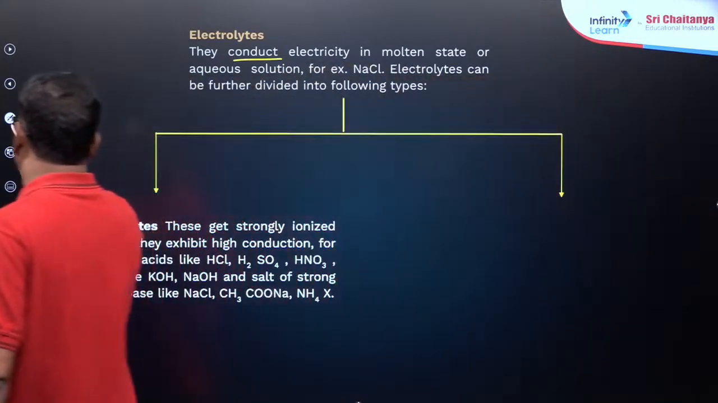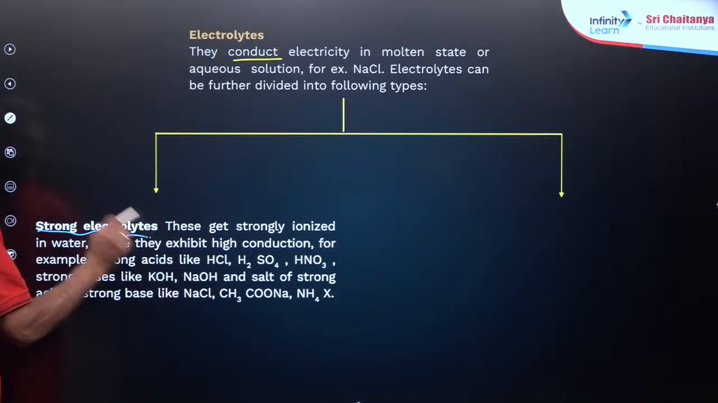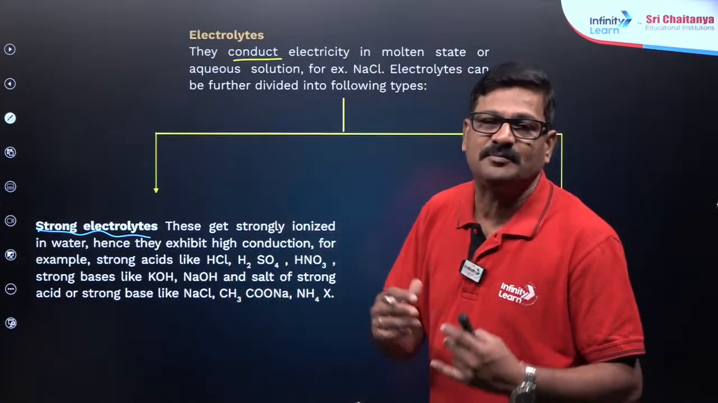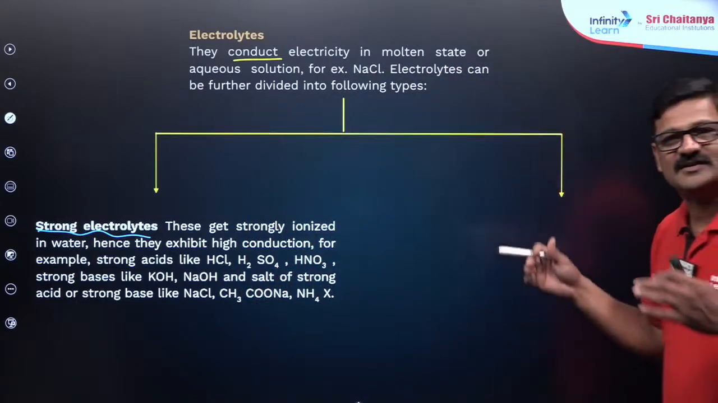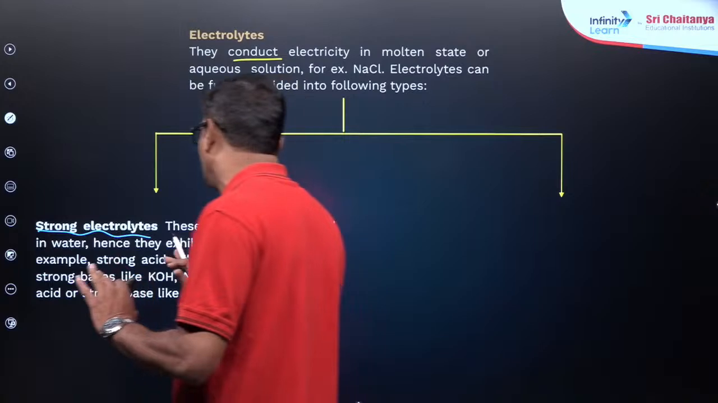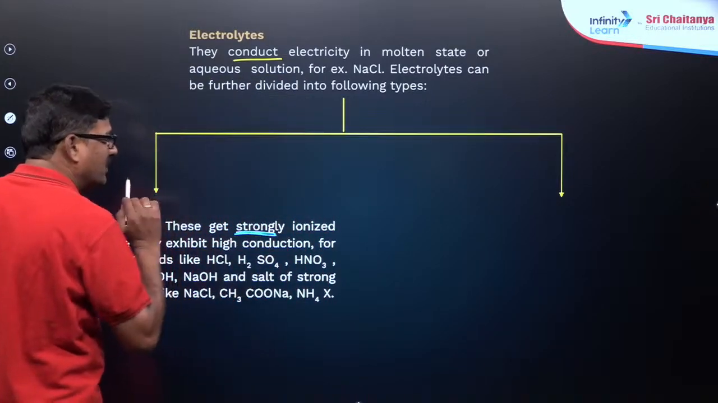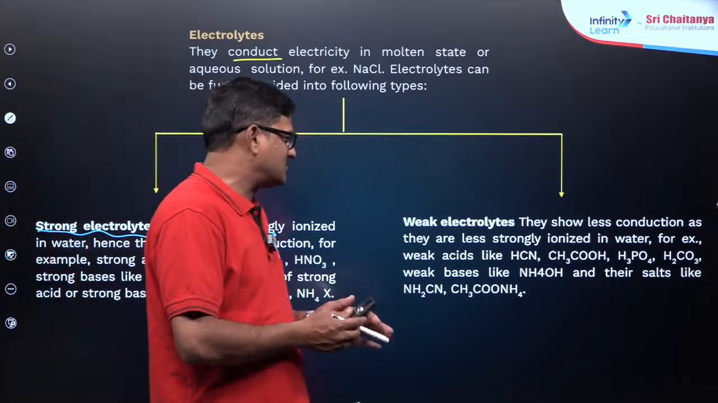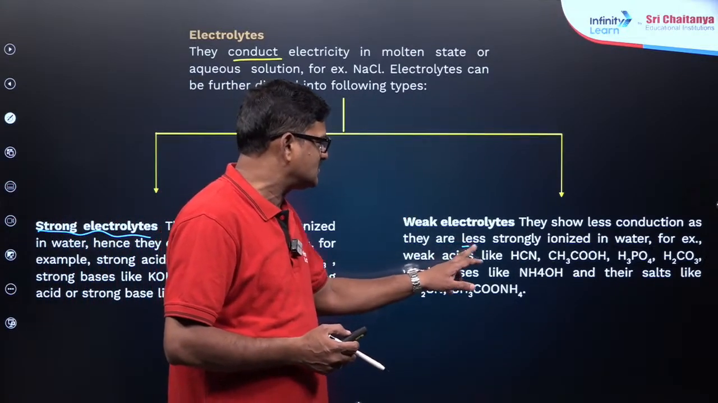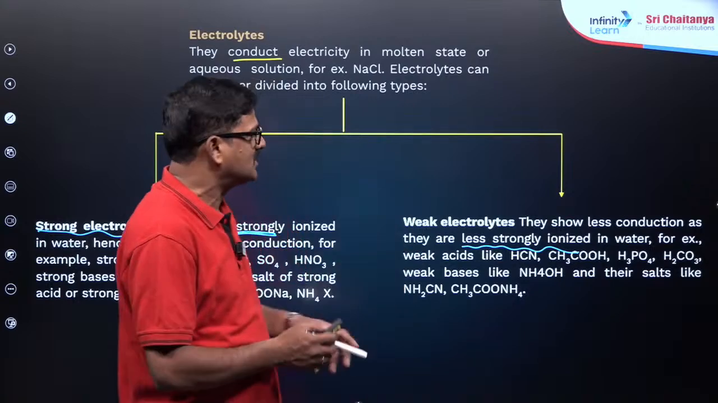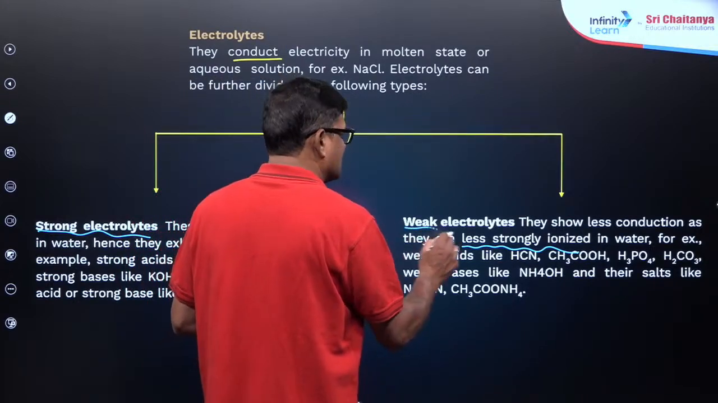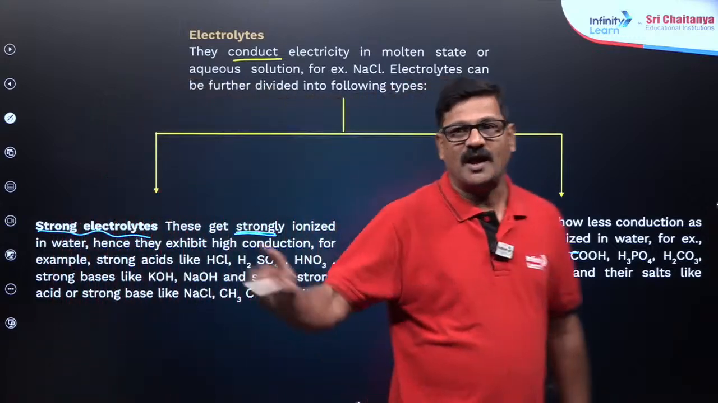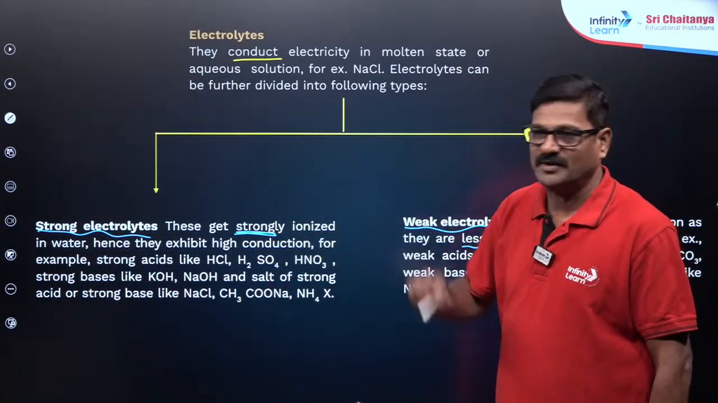What is a strong electrolyte? A strong electrolyte gets strongly ionized, meaning completely ionized, and provides all the ions, and it is going to conduct electricity. Completely ionizes. And in a weak electrolyte, conduction takes place but less strongly; it ionizes feebly, you can say weakly, and does not ionize completely.